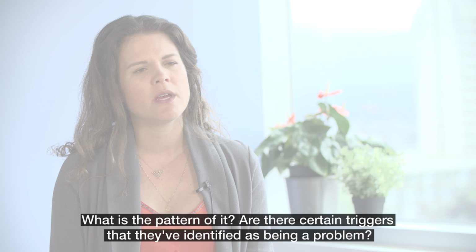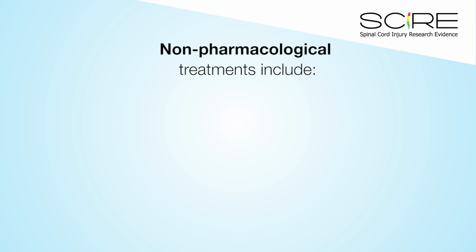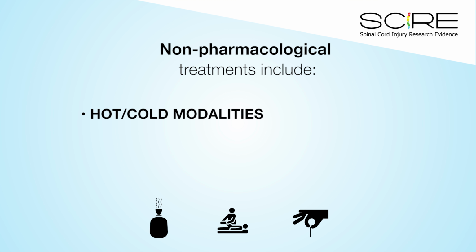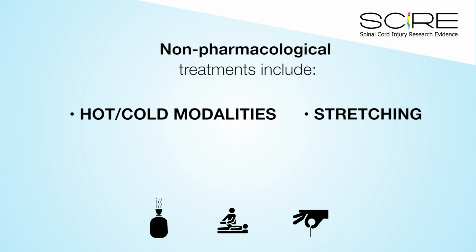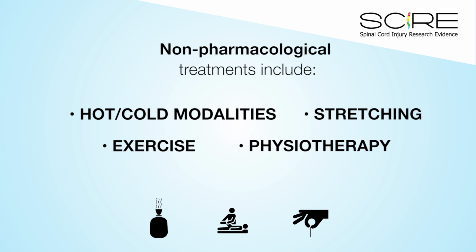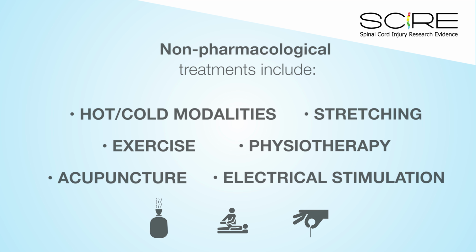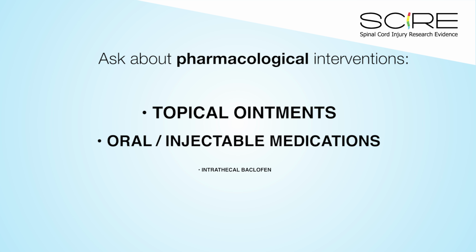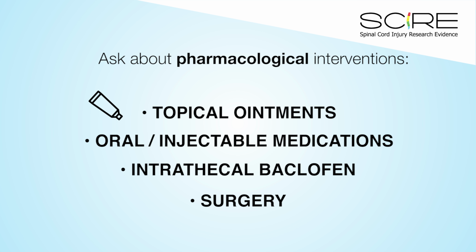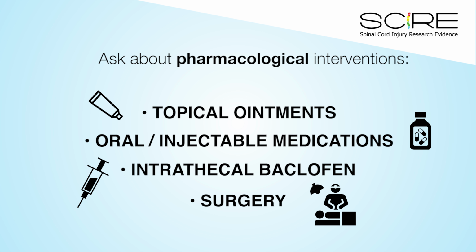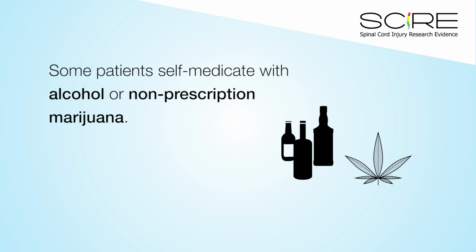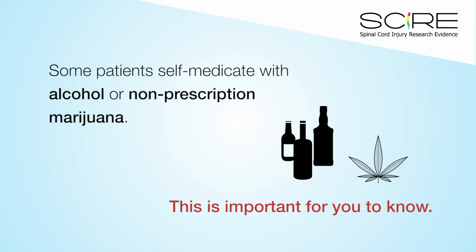Ask your patient about previous interventions they may have had for their spasticity. You may include non-pharmacological treatments such as hot or cold modalities, stretching, exercise, physiotherapy, acupuncture, or electrical stimulation. Also ask about pharmacological interventions such as topical ointments, oral or injectable medications, intrathecal baclofen, or surgery. Some patients self-medicate with alcohol or non-prescription marijuana, and this is important for you to know.